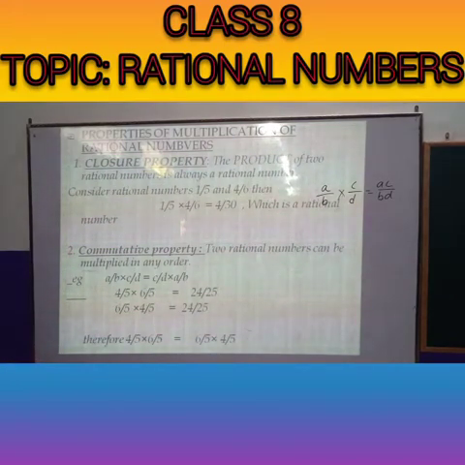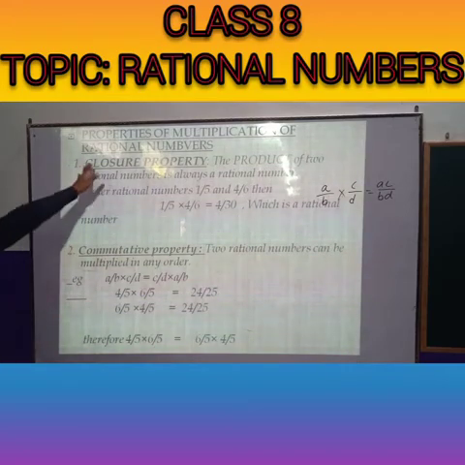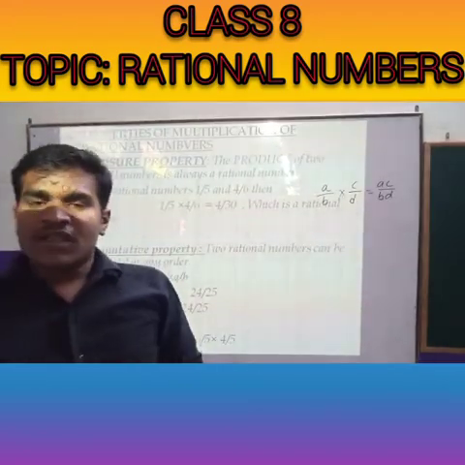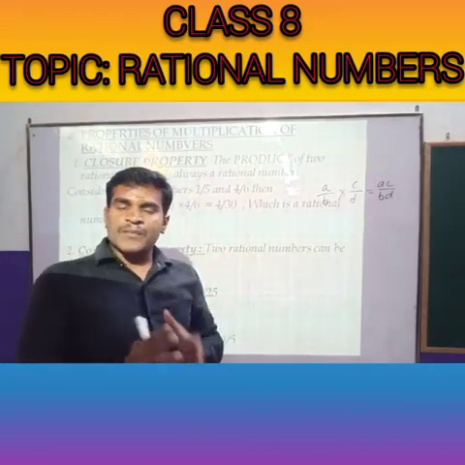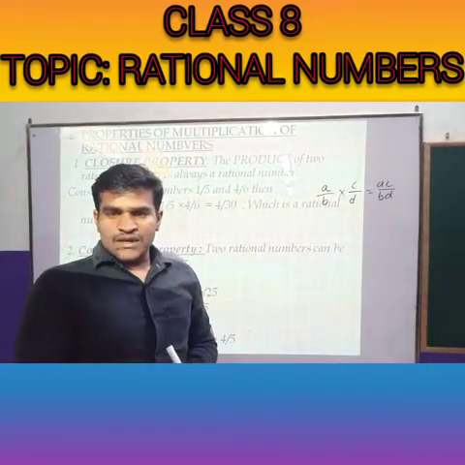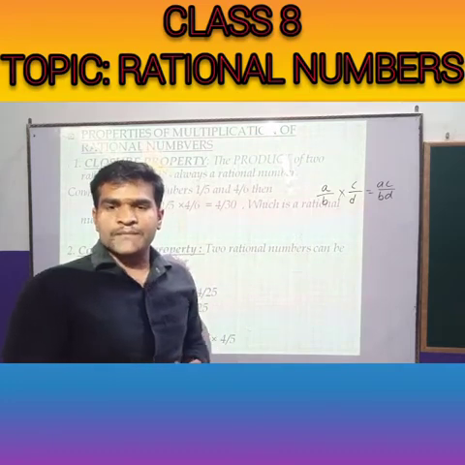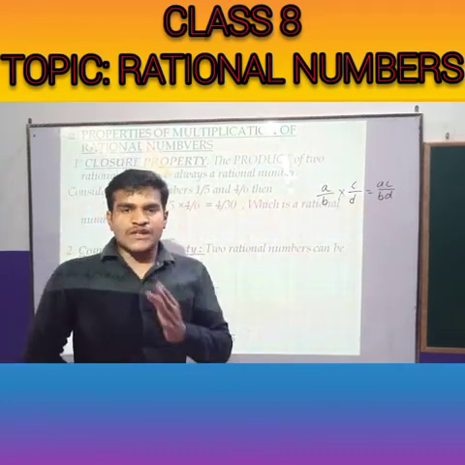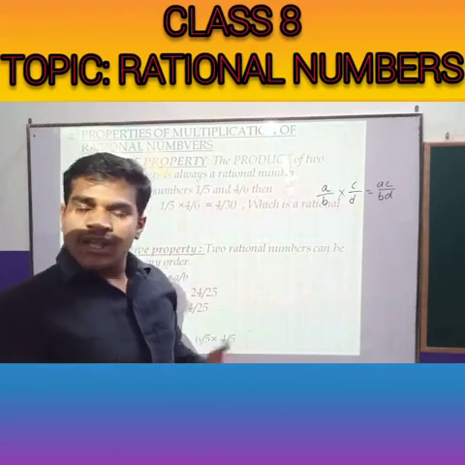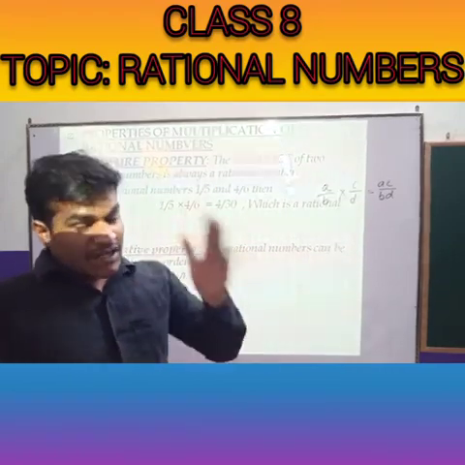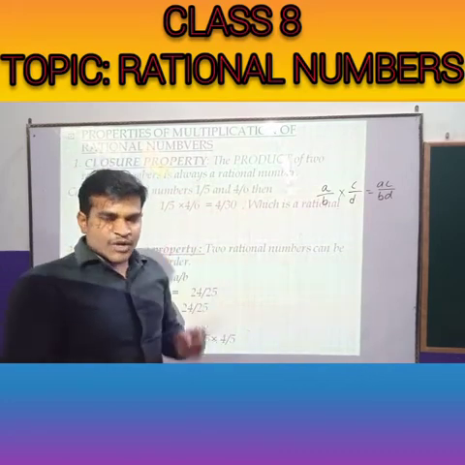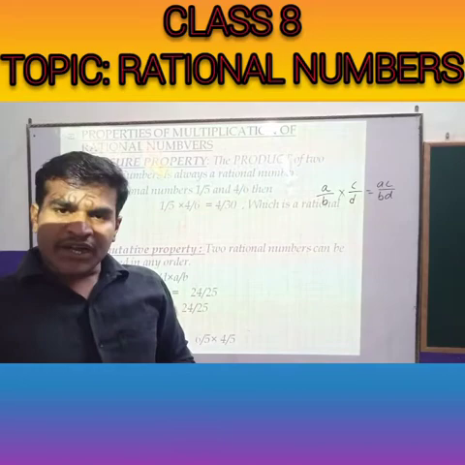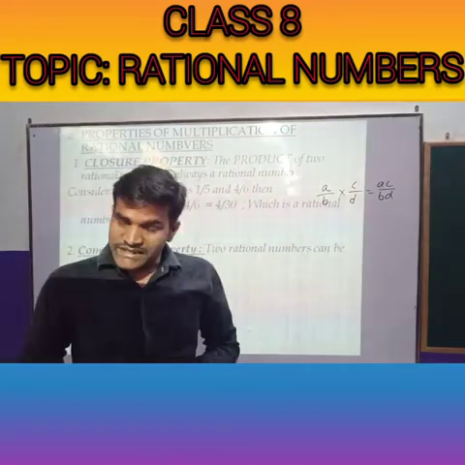Now, properties of multiplication of rational numbers. Like in the last class we learned properties of addition of rational numbers: closure property, associative property, commutative property, existence of additive inverse and existence of additive identity. In this class we will learn closure property, commutative property, associative property, multiplicative inverse and multiplicative identity.